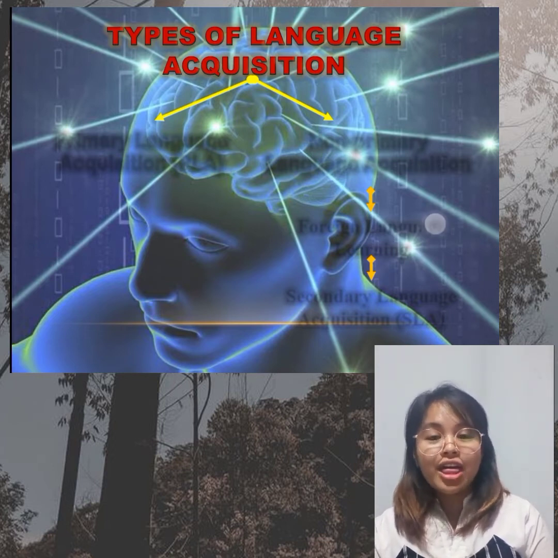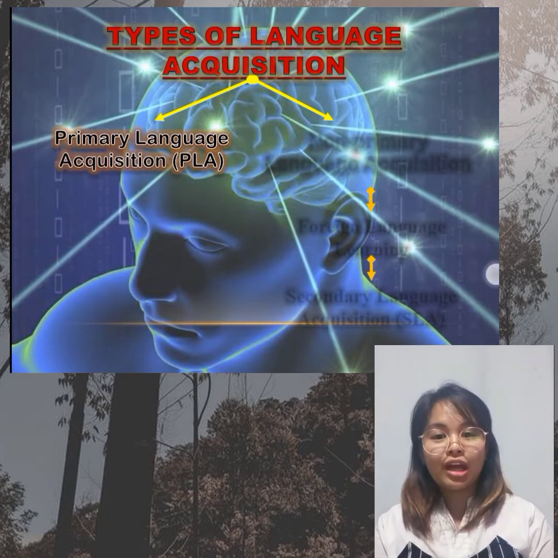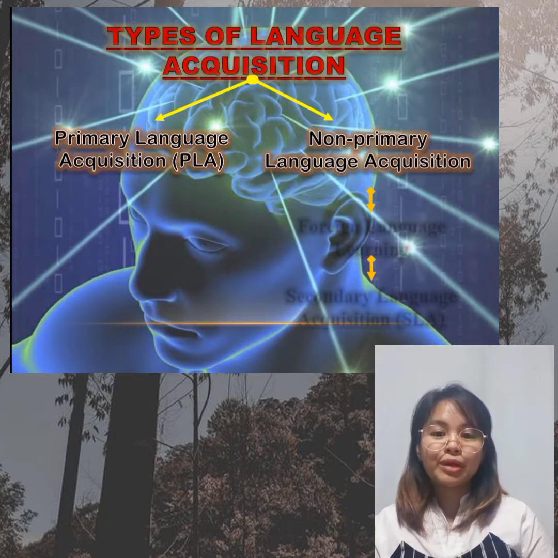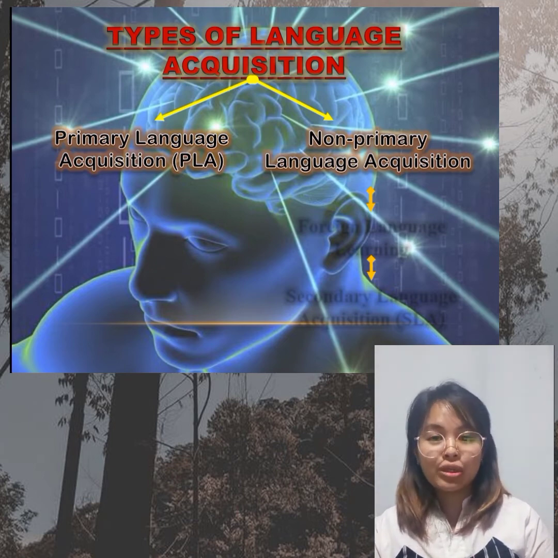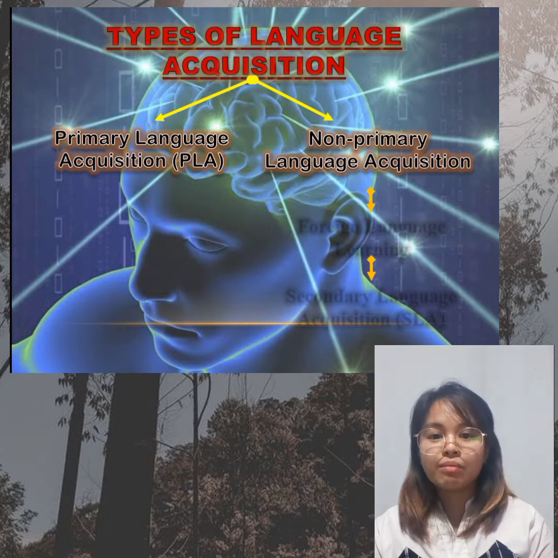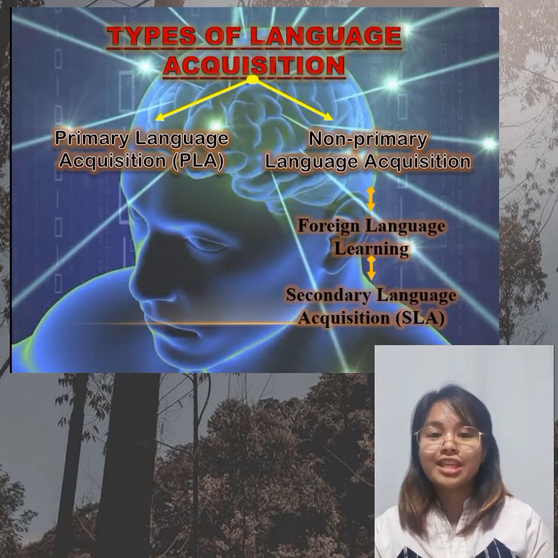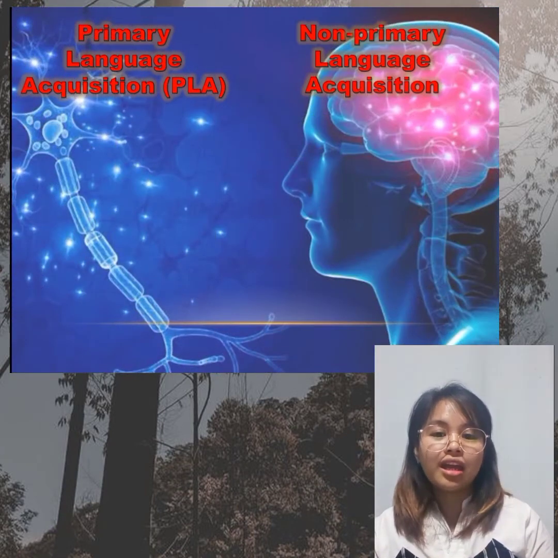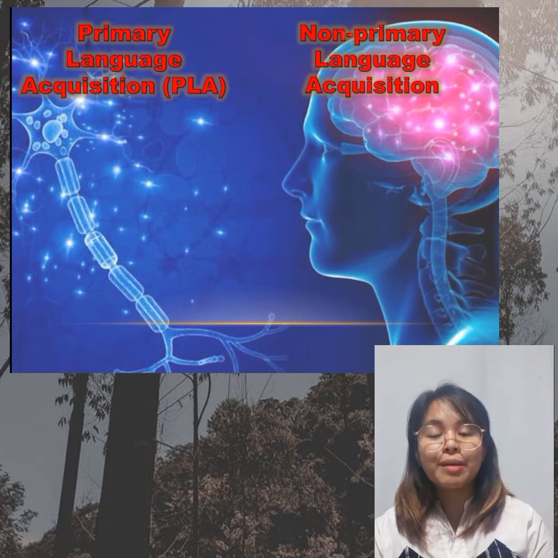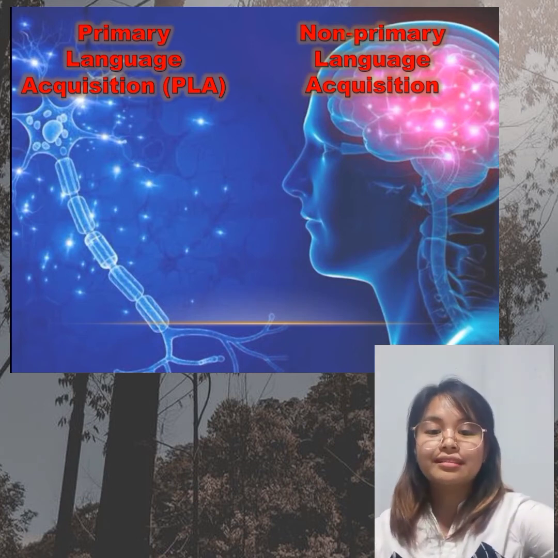According to Lamendella, there are two types of language acquisition. We have the primary language acquisition and the non-primary language acquisition. Under the non-primary language acquisition, we have two subtypes. These are foreign language learning and secondary language acquisition. Moving on to the next slide, I am going to differentiate primary language acquisition from non-primary language acquisition.